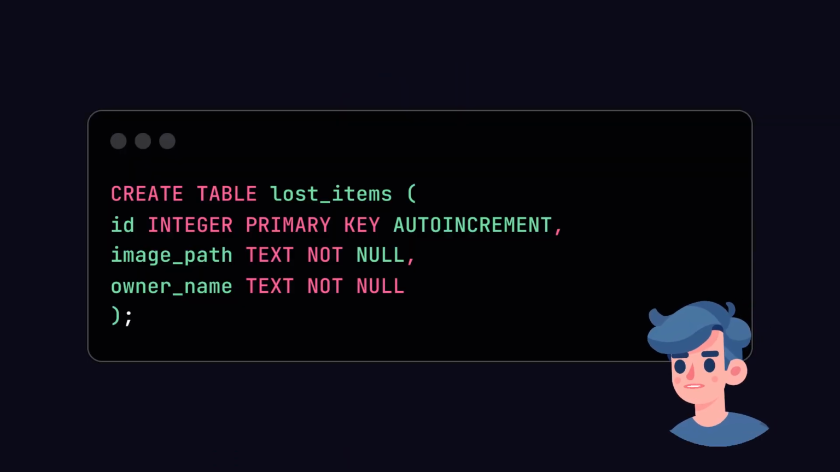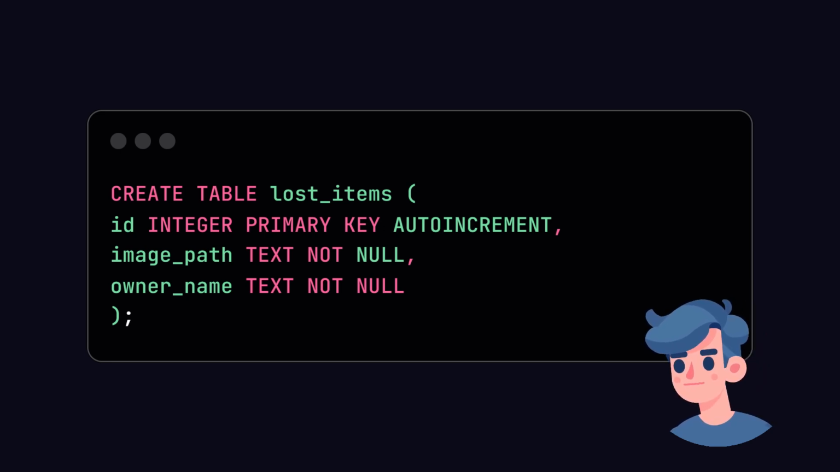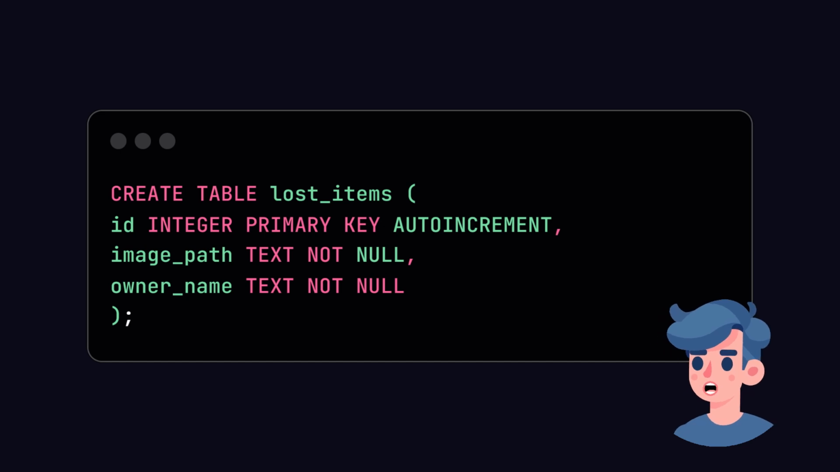To manage our data systematically, we will create a simple SQLite database to record faces and their related information. Let's define a simple database schema. We will have a table named lost_items with fields for ID, image_path, and owner.